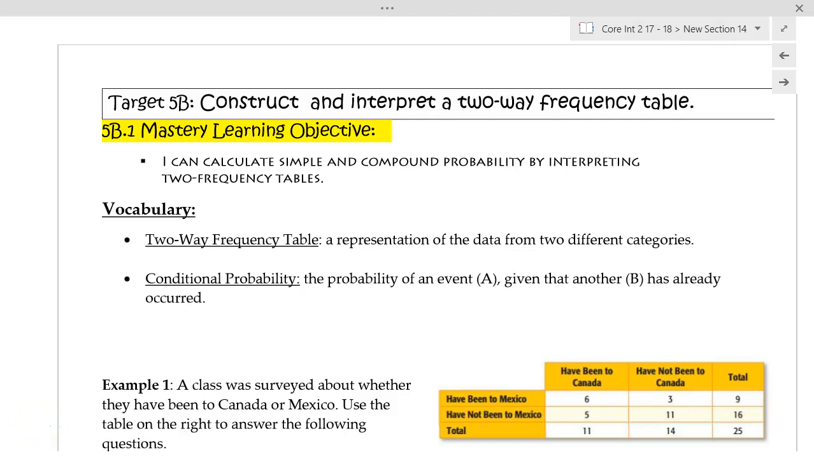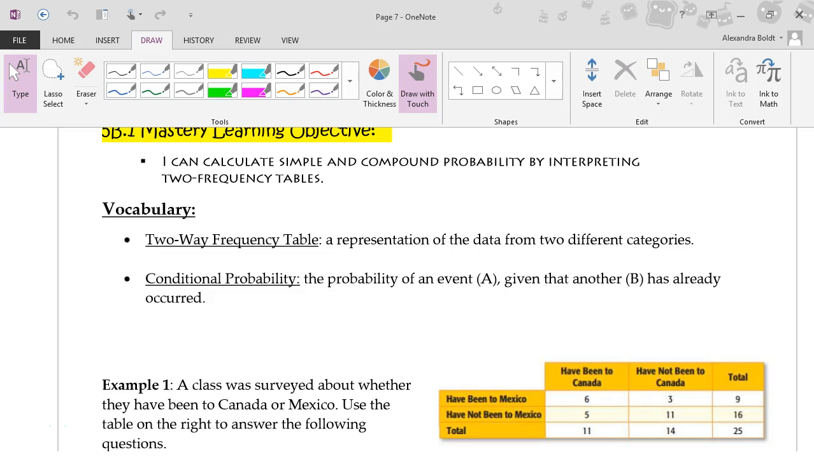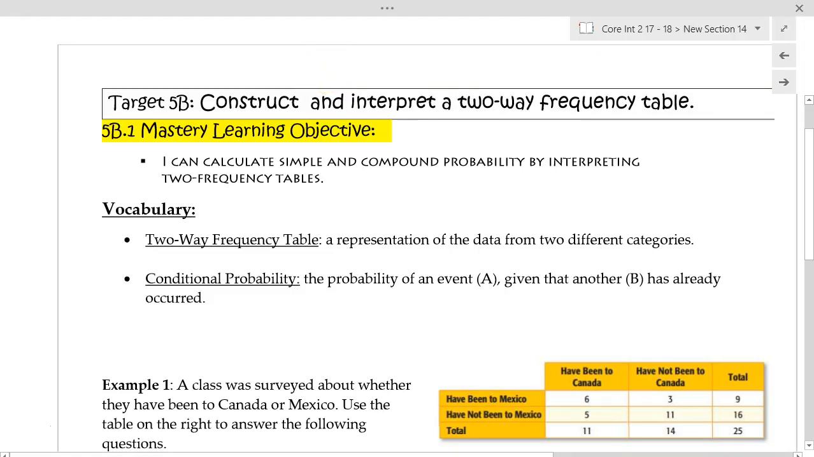Okay, today we're looking at target class B. We're going to be talking about two-way frequency. So our mastery objective is: I can calculate simple and compound probability by interpreting two-way frequency.